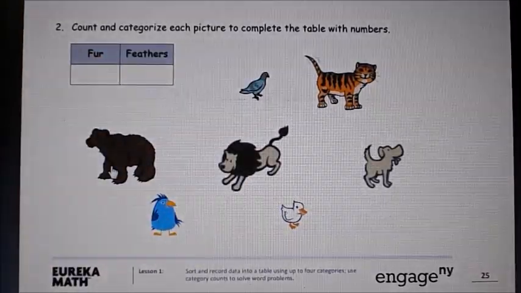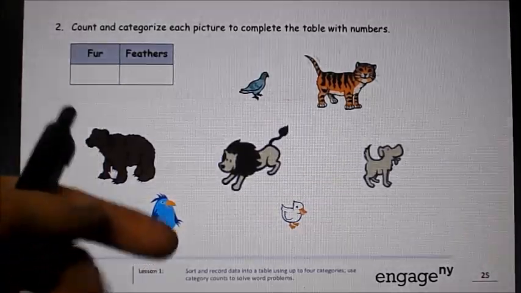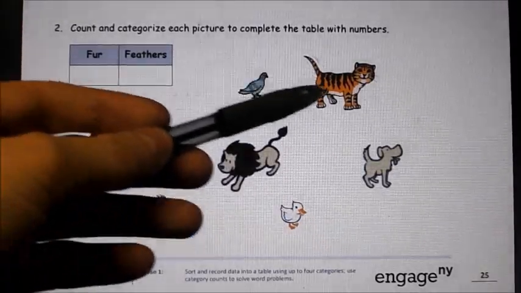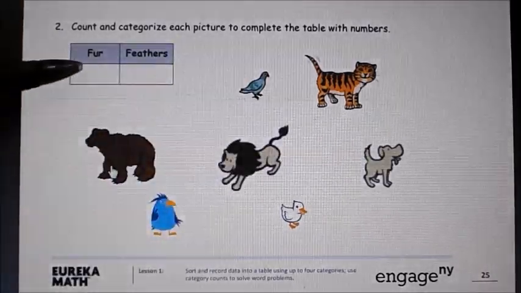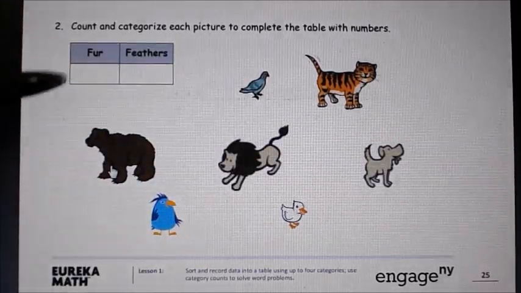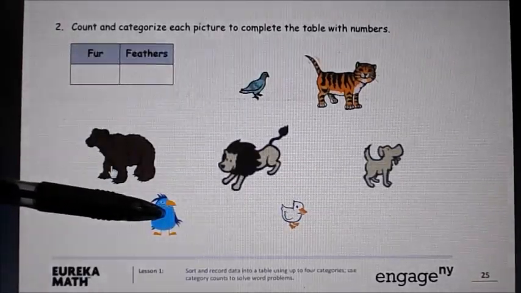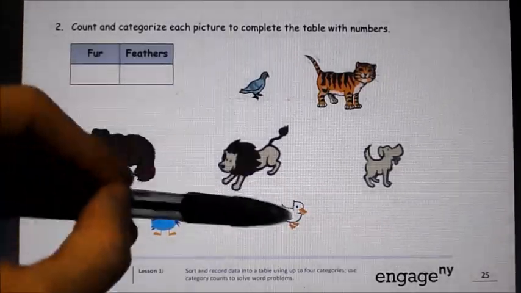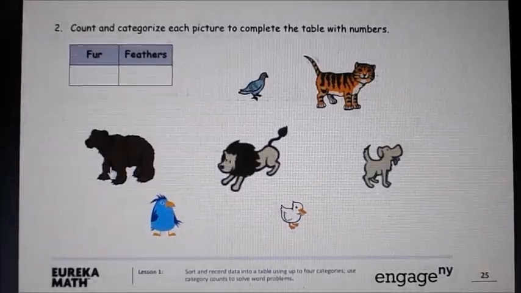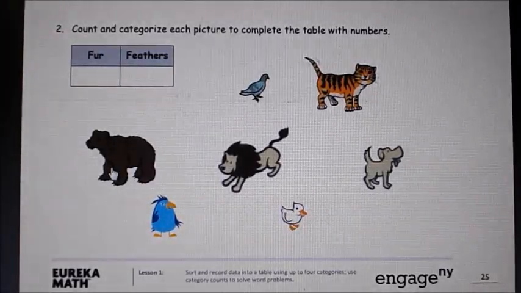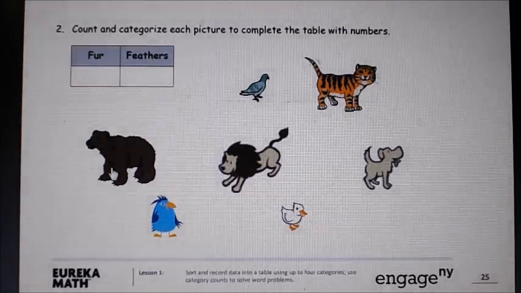Out of those 7 animals, how many of them have fur? We would count the bear, the lion, the cat, or the tiger, however you want to classify it, and the dog. 4 of those animals, so I'd write a number 4 up here for fur. 4 of those animals have fur. How many have feathers? I'm going to go the birds, 1, 2, and the duck. So 3. 4 and 3 add up to 7. So we have every animal that we need categorized. Again, that was simple. You were just able to look it over and see.